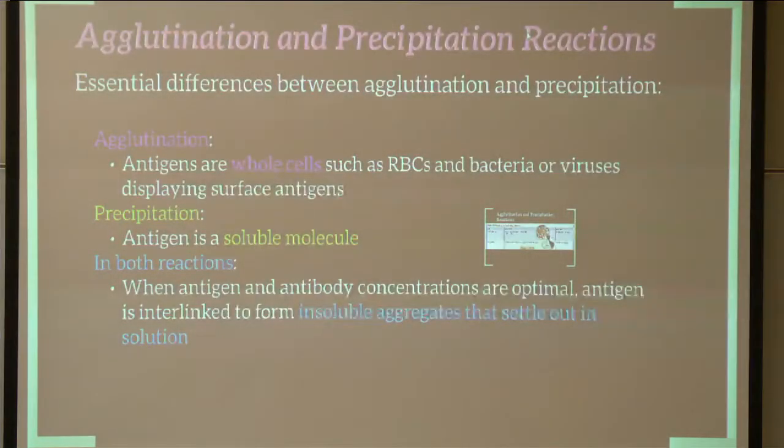Okay. Agglutination and precipitation, with these types of reactions, they're basically the same thing. There's one big difference. It depends if you're looking at a whole cell or a soluble molecule. So if you look at agglutination, the antigens are a whole cell. With a precipitation reaction, the antigen is some type of soluble molecule. It's not an entire cell.